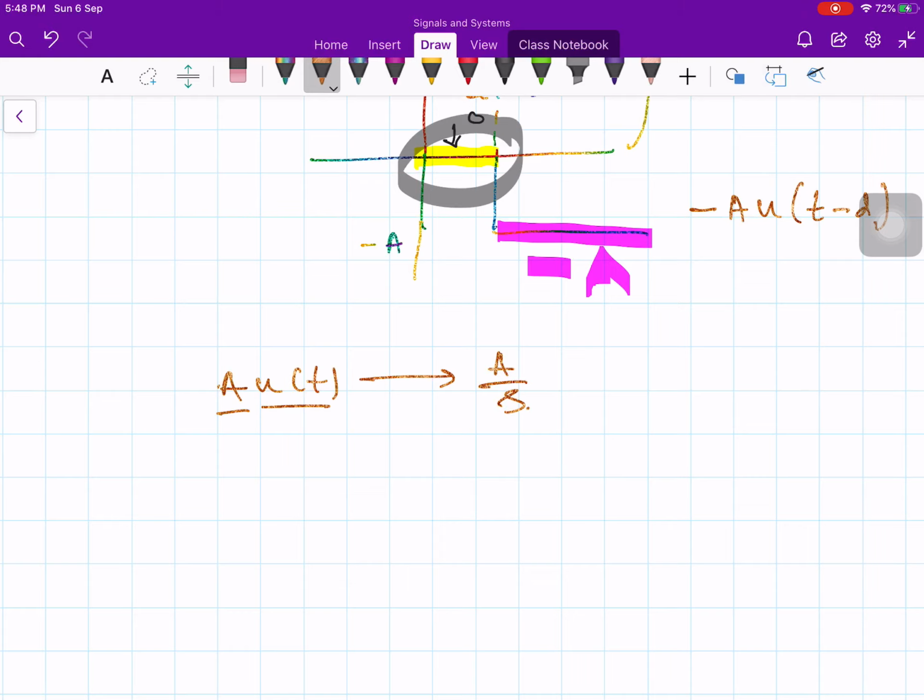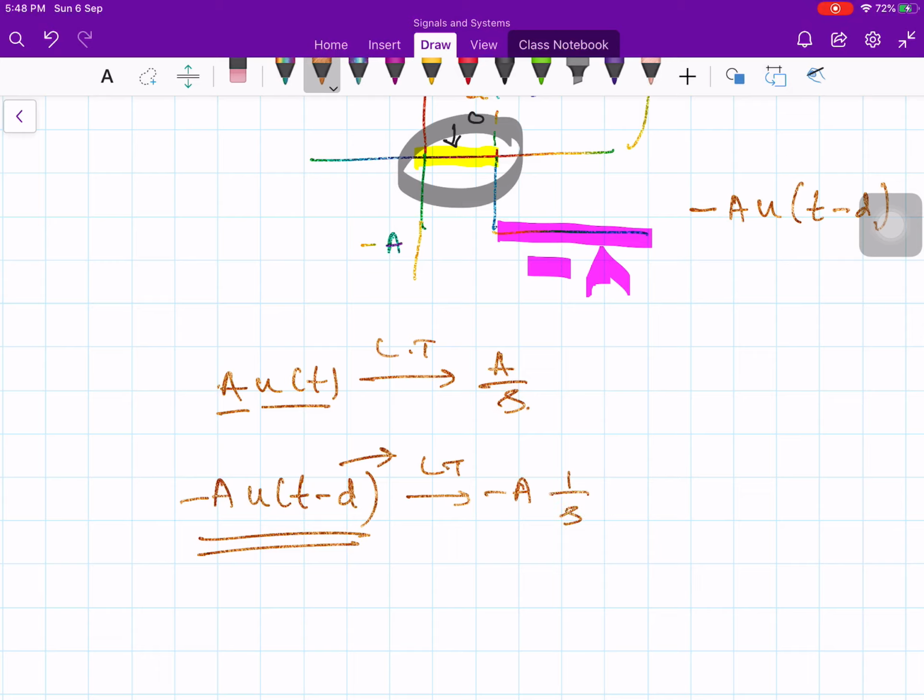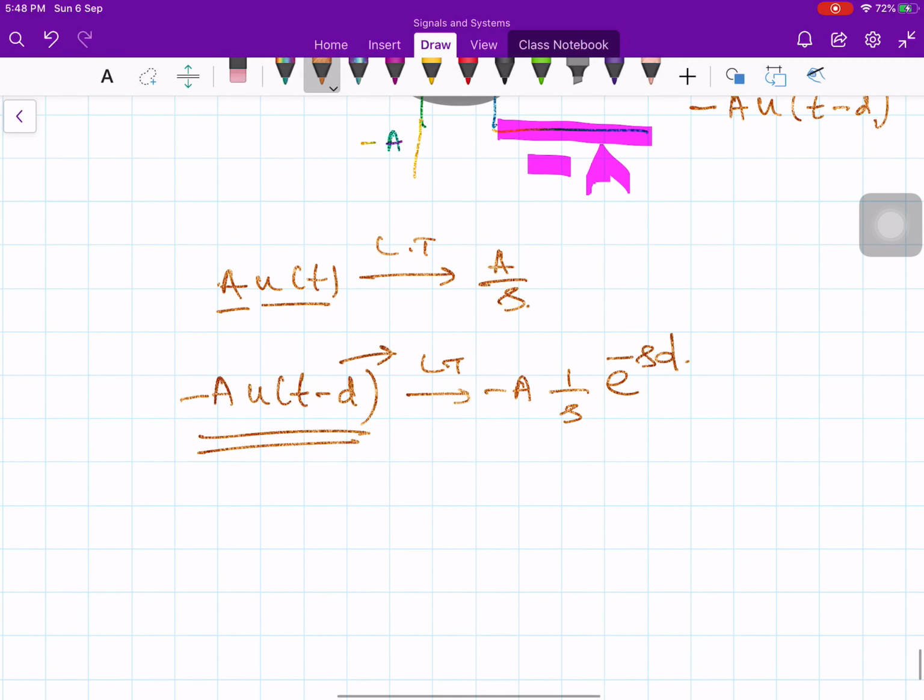Now the next one is the delayed version, minus a times u of t minus d. So there is a delay. Delay means, as we just discussed in this property, it is minus a times 1 over s multiplied by the exponent minus s times d. That's it. Or you put minus ds or whatever it is. Therefore, your x of t is a pulse function like this, with d and a.